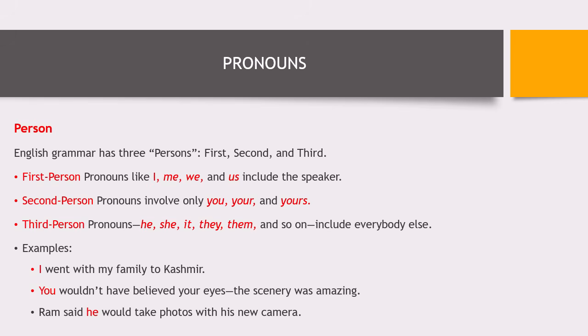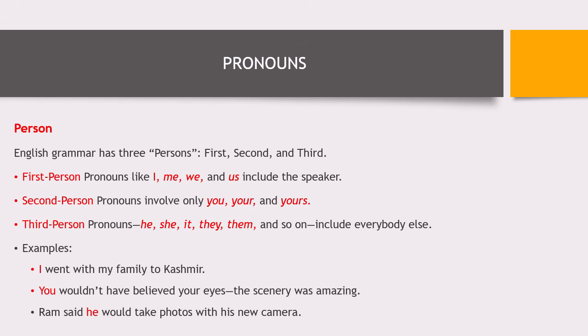Person. English grammar has three persons: first, second, and third. First-person pronouns like I, me, we, and us include the speaker. Second-person pronouns involve only you, your, and yours. Third-person pronouns, he, she, it, they, them, and so on, include everybody else.